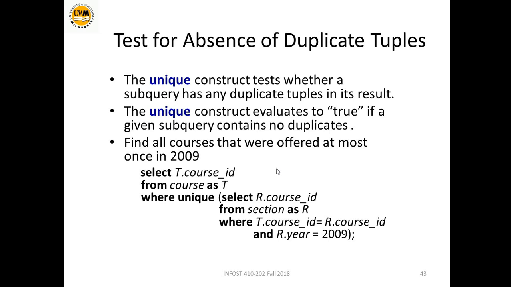If we want to test for the absence of duplicate tuples, we use unique. So we say select t.course ID from courses as T, where unique, select r.course ID from section as R, where t.course ID equals r.course ID and r.year equals 2009. So we will find all the courses that were offered at most once in 2009.